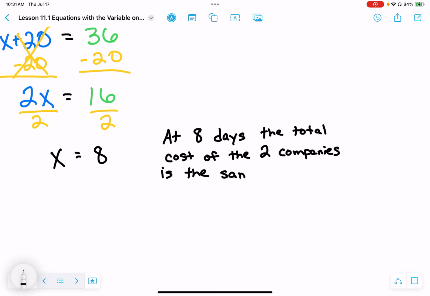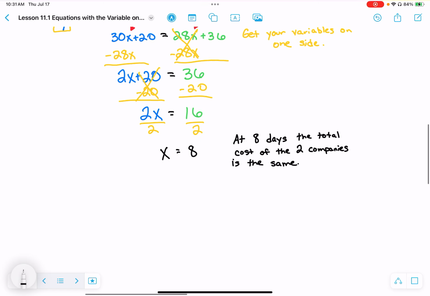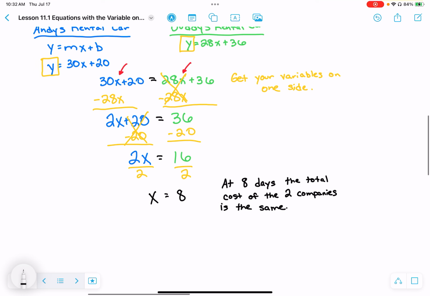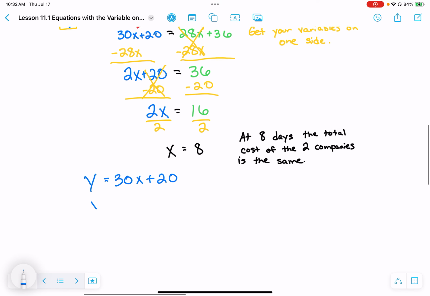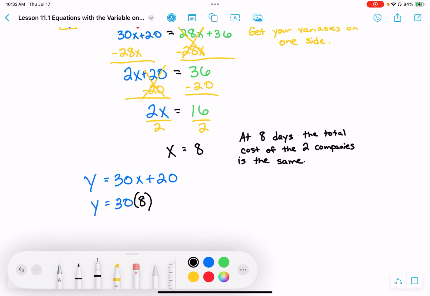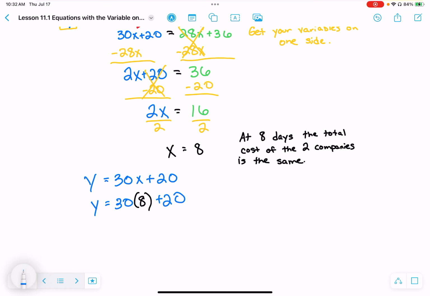Now, if we really wanted to impress the teacher, and who doesn't want to impress the teacher, we could figure out what that cost is. Let's go back to our Andy's rental car, 30x plus 20, and let's replace the x with 8. After 8 days, what does it cost? We could just plug this into the calculator real quick. 30 times 8 is 240 plus 20 equals 260.